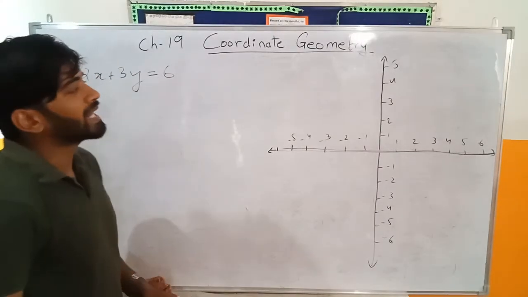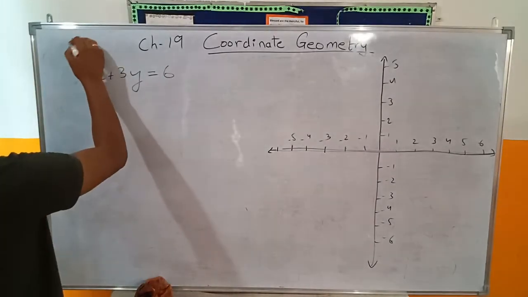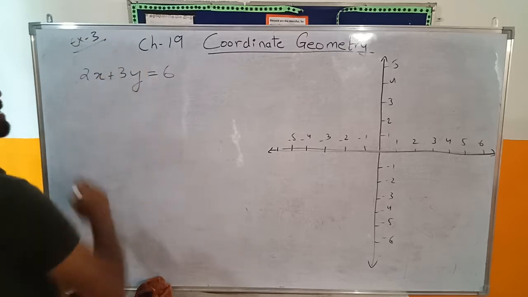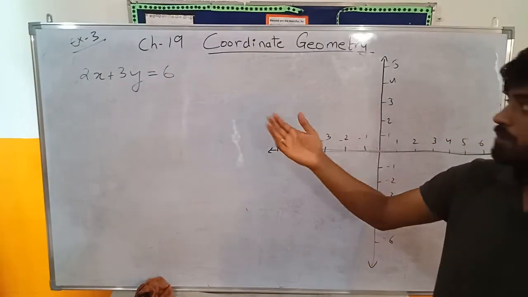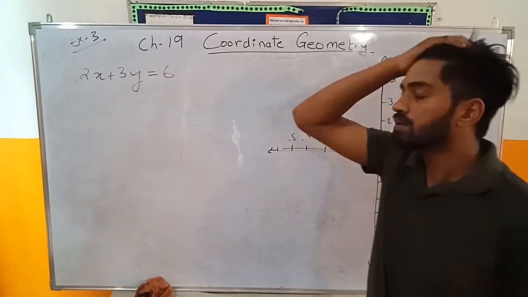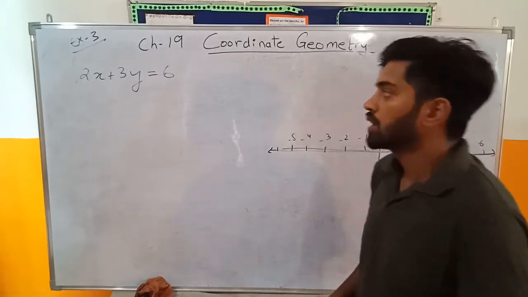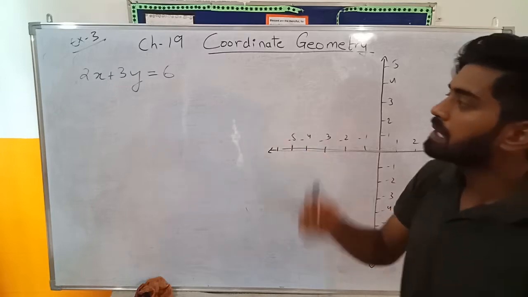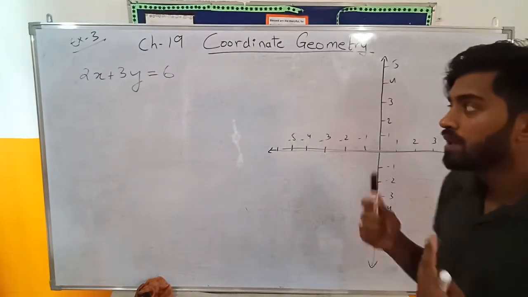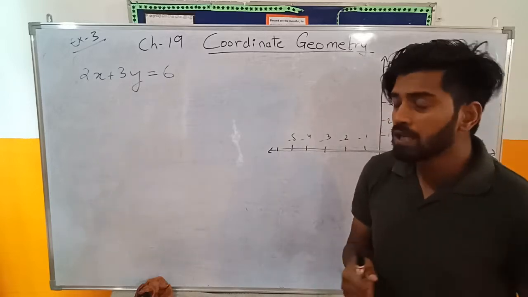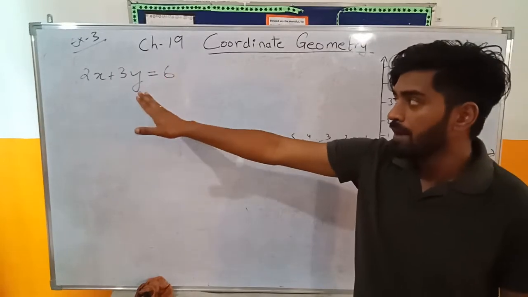Okay, let's have a look at example number 3. This is example number 3 that I am doing from exercise 19.2. Before you, there is the 19.2 exercise. If you turn back the page, you'll find example number 3. It says draw this line and then find the area of the figure that is formed between the three axes. I can explain that later.